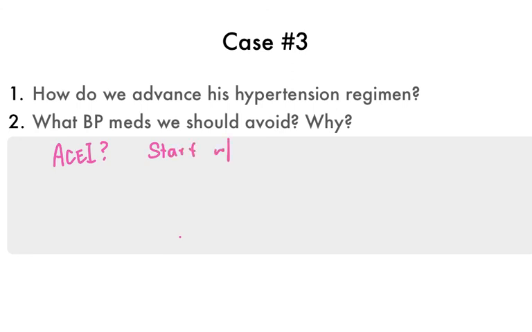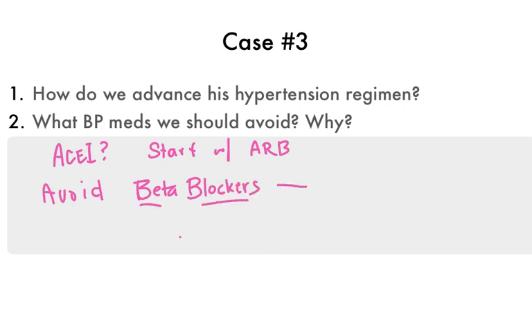We should definitely avoid beta blockers, however, because he uses a medication for his COPD that includes a beta agonist. His inhaler has a beta agonist in it, and if we give him a beta blocker, it's going to make that beta agonist work less effectively, essentially stymieing his COPD treatment.